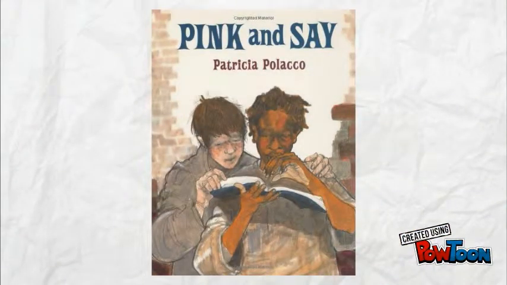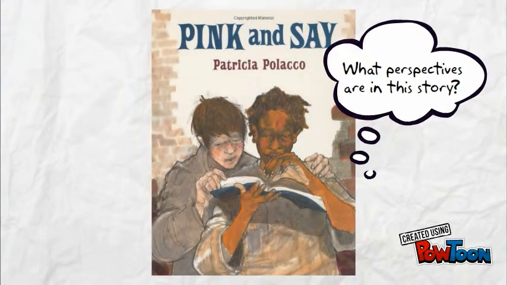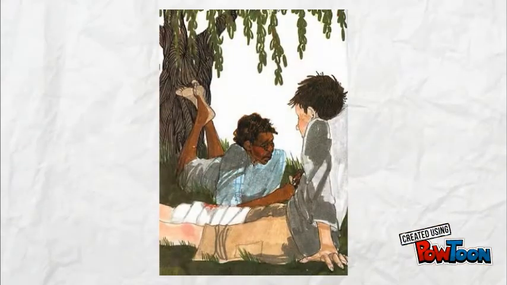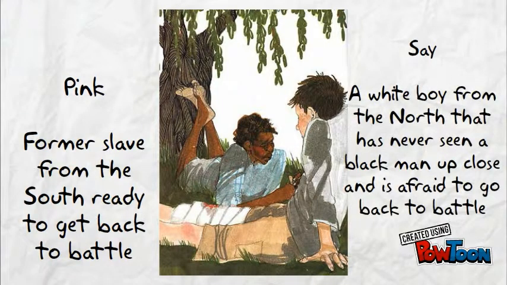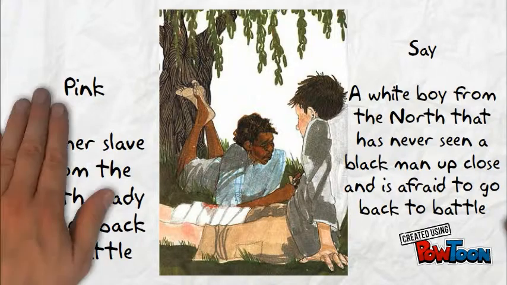To practice analyzing perspectives in literature, let's go back to Pink and Say by Patricia Polacco. What perspectives are in this story? How are those perspectives different? There are two main perspectives in this story to pay attention to. First, there's Pink, a former slave from the South ready to get back into battle. And then we have Say, a white boy from the North that has never seen a black man up close and is afraid to go back to battle. In order to really truly understand the story, it's important to analyze both perspectives. They see things differently, even though they go through the same events.